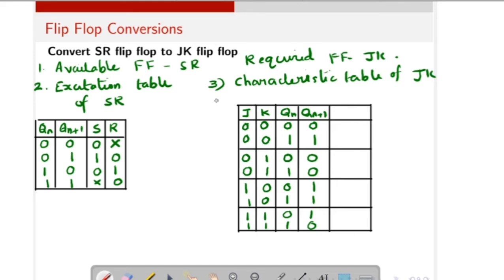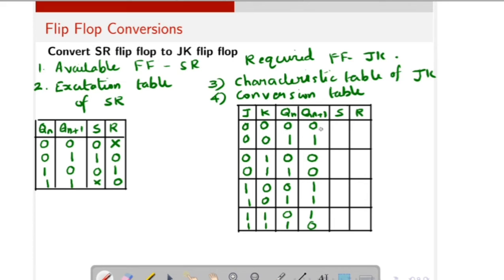Okay, so the next step is to construct the conversion table. That means this characteristic table is converted into the conversion table by adding 2 more columns. Here the inputs of the available flip-flop are S and R, so here we add 2 more columns, that is S and R. Then by using the excitation table of SR, here we write the S and R inputs.